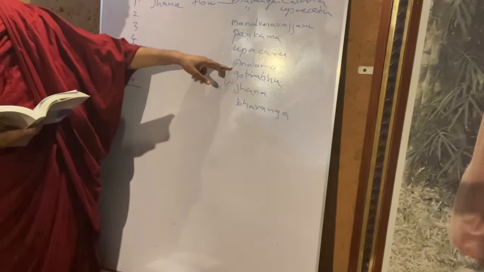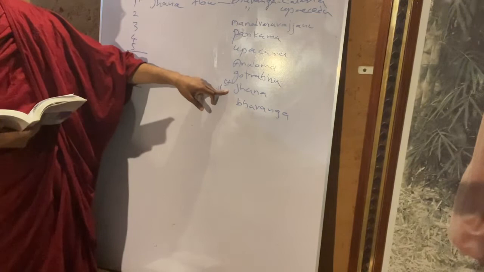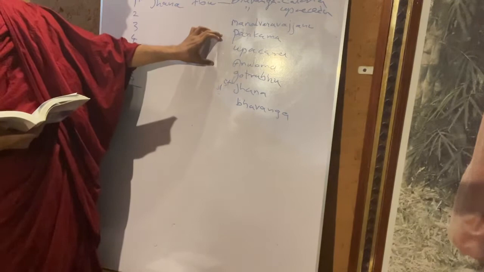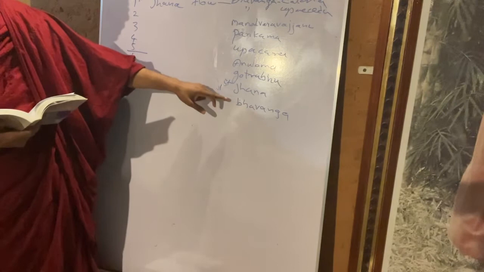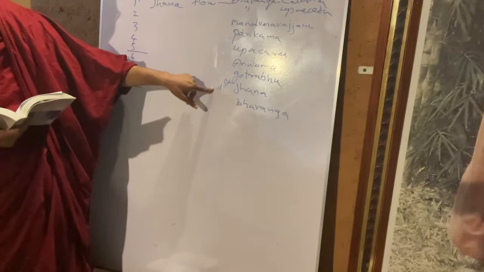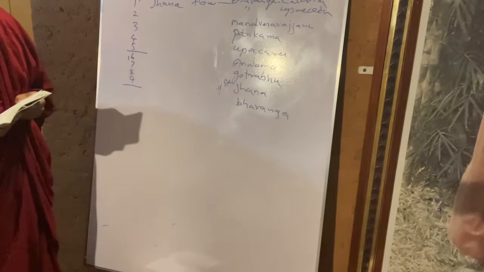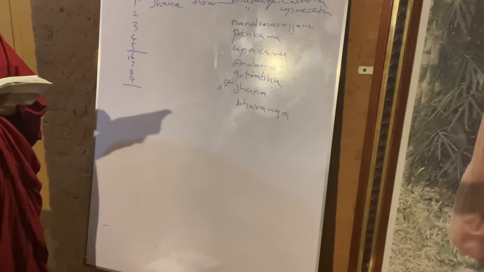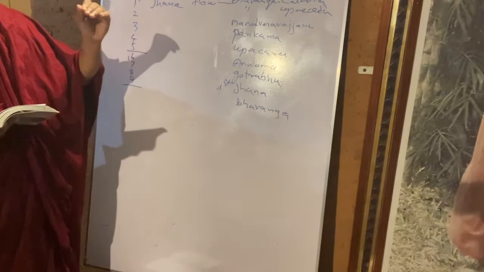Here change means up to here you are in the sense sphere. After this gotrabhu you are in the fine material sphere. So this consciousness changes your lineage from sense sphere level to the fine material level. And this is the jhana consciousness, and after that consciousness, bhavanga. It's only one consciousness. If you attain first jhana the first time, only one consciousness arises as first jhana consciousness. Only one mind moment. Afterwards you have to gain mastery over the same first jhana. Mastery means you have to practice the same meditation again and again.